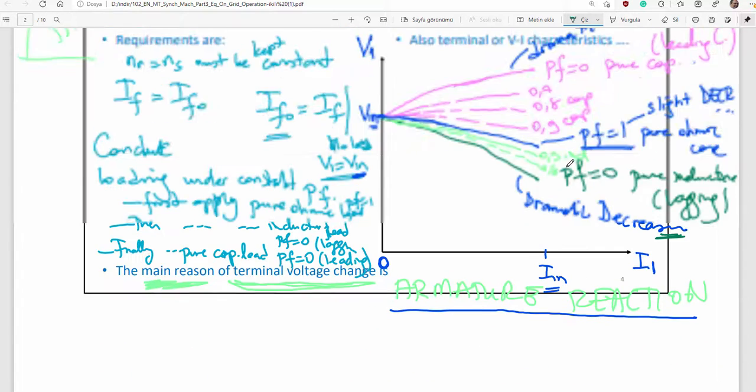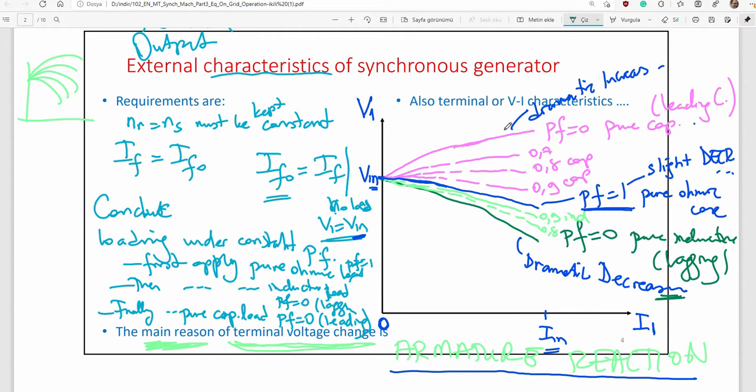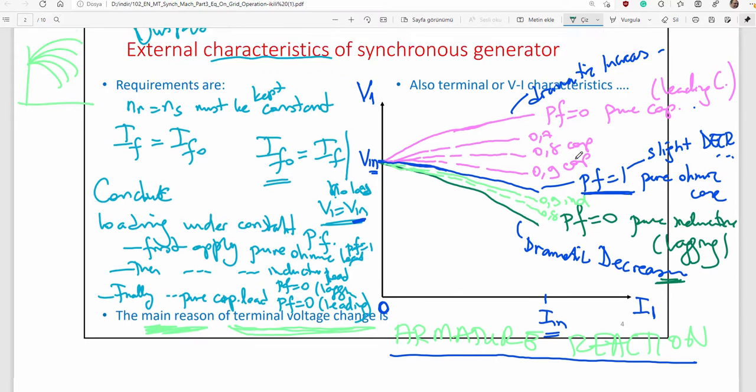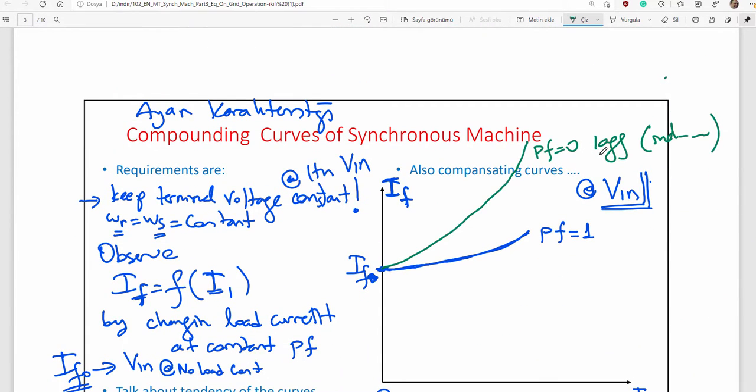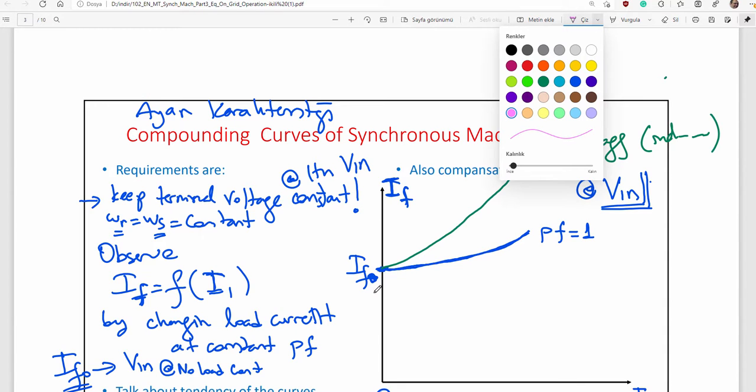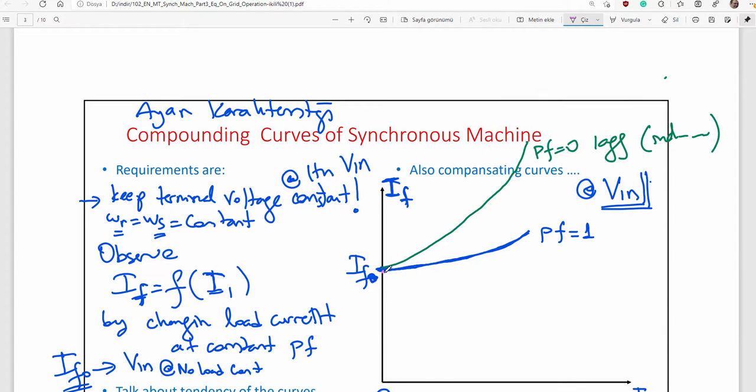And then here you see some voltage increase in capacitive loading. Power factor is 0 again, in purple. To compensate the voltage change, you should decrease field current. That belongs to power factor unity, leading current load. You can also say capacitive loading conditions.